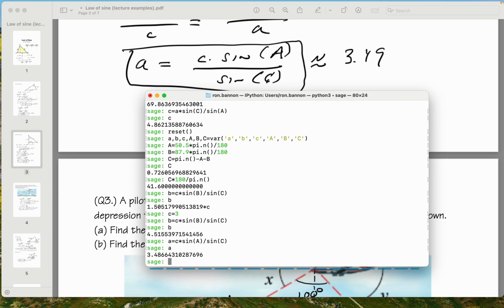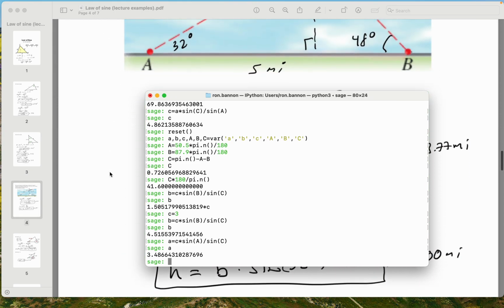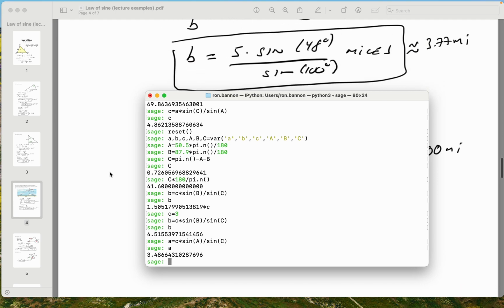Let's display A. And what's A? It's 3.4866, and so on. Round to 2 decimal places, 3.49. All right? Let's go to the next question. This is the pilot question. And again, we already went through the groundwork of writing things down. I'm just going to go through the computation now.